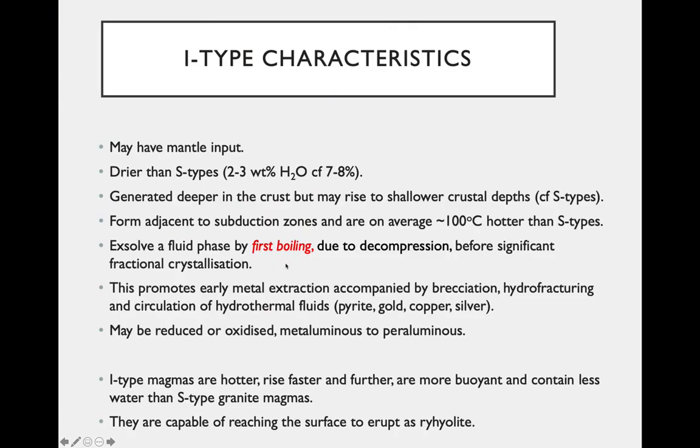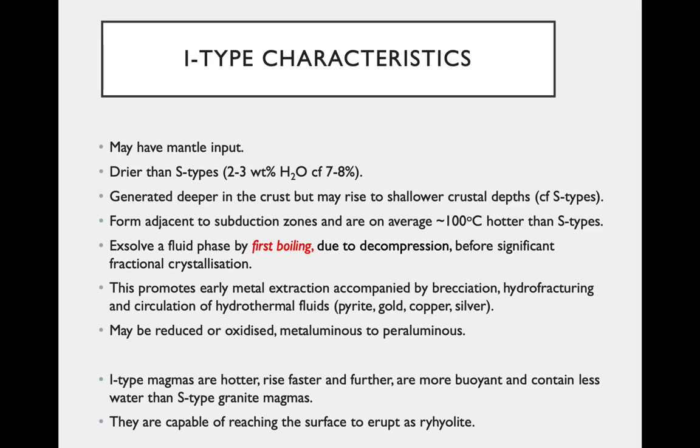So I-types mainly derive from mantle input. They are relatively dry, low in water content compared to S-types, 2 to 3 weight percent versus 7 to 8. They're generated deep in the crust, and they can rise to fairly shallow crustal levels. These are the classic Andean style magmas, and they form adjacent to subduction zones.